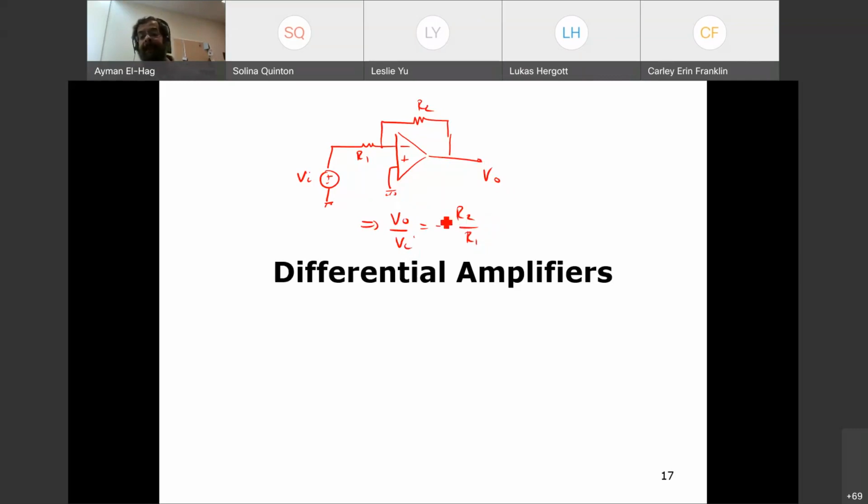Now, this gain can be anything. You decide, select the values of R2 and R1, and then you get the desired gain. If you want to have an amplification of 100, select R2, for example, 100 kilo ohm. Your R1 is 1 kilo ohm. So you will get a magnification of 100. Then your output will be 100 times your V input.